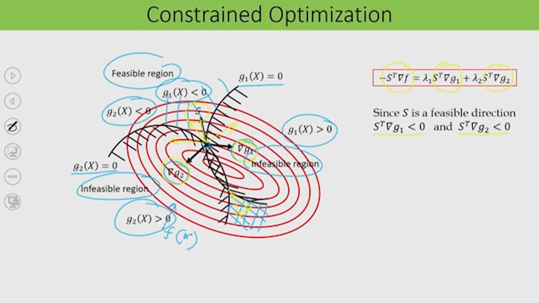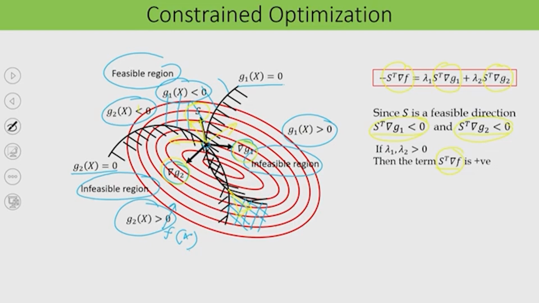So, if you are going along this direction, the constraint function value will reduce. Therefore, this must be less than 0 and this must be less than 0. Okay, so this is 0. Then if lambda 1 and lambda 2 are greater than 0, S transpose del F is positive in that case. What does it mean if it is positive? It means that if you are going along that direction, your objective function value will increase. So you are not getting any improved solution if you are going along the direction S.